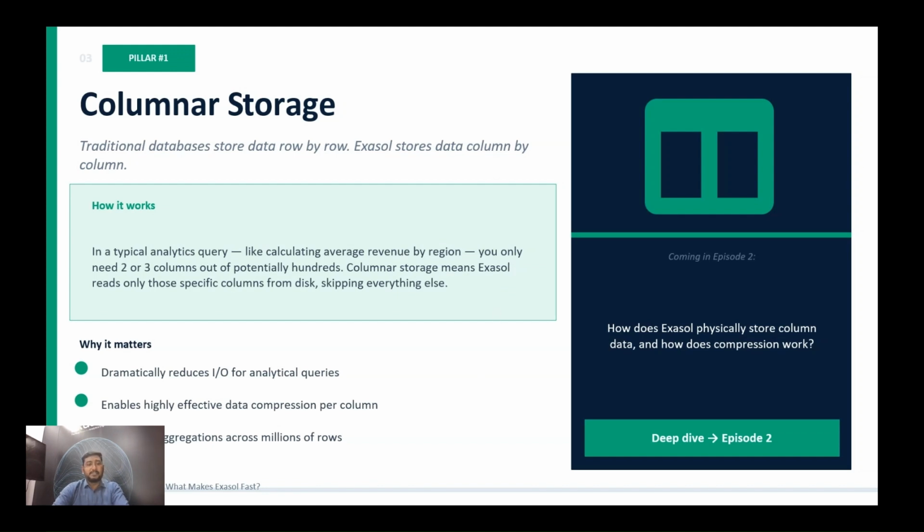So, why does it matter? It reduces I/O for analytical queries and enables high effective data compression per column, which speeds up aggregations across millions of rows when you are querying big data.